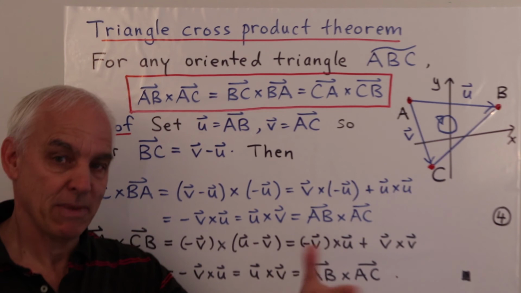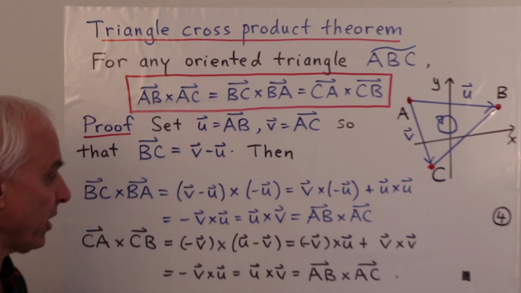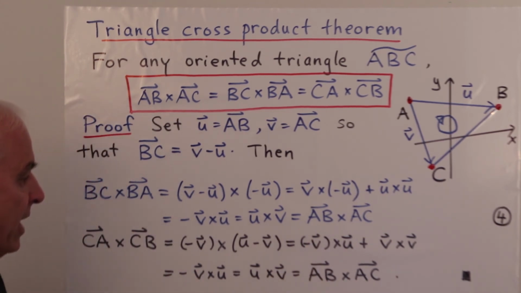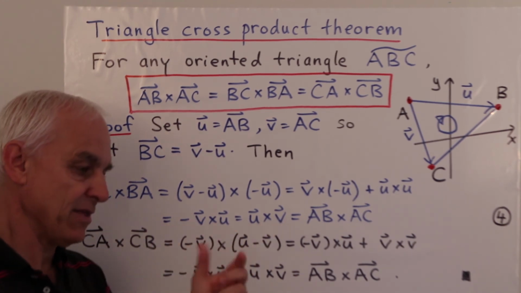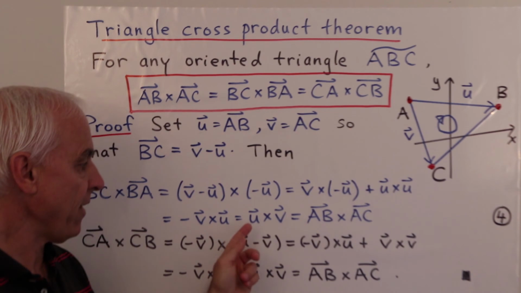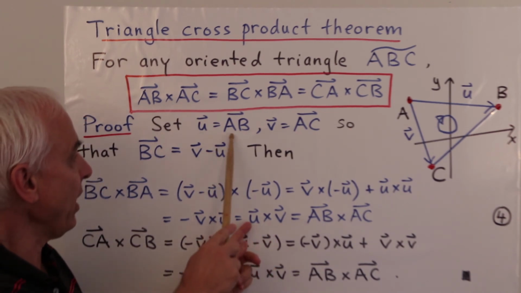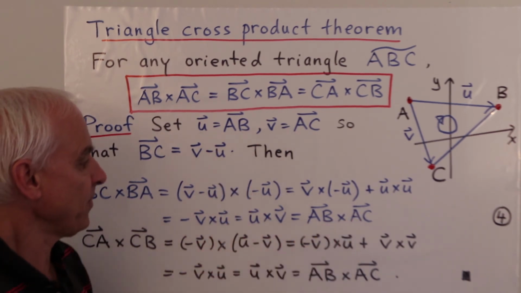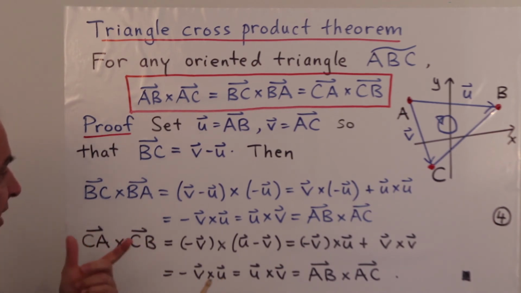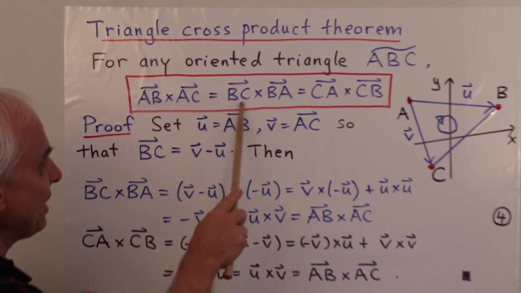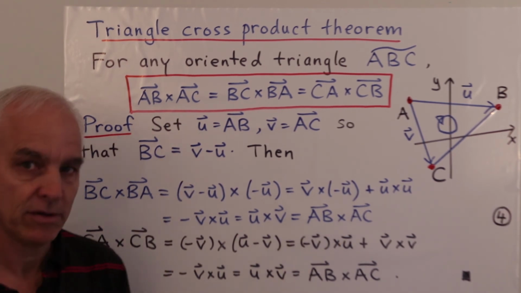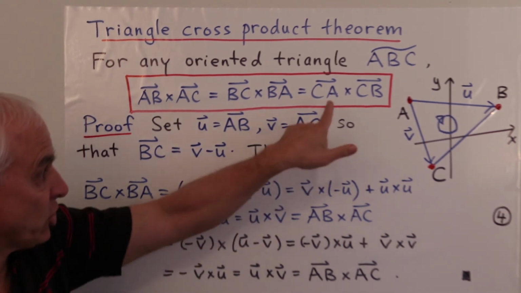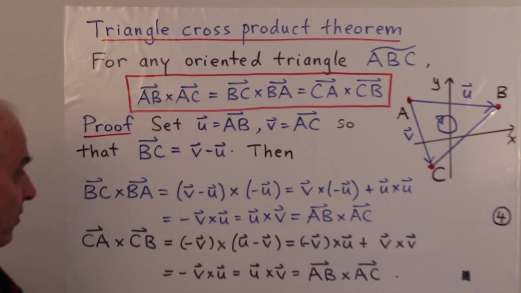That's the skew-symmetric property of the cross product. Now, minus v cross u is the same as u cross v. That's, again, the skew-symmetric property. And by that time, we see that we're back to AB cross AC. So we've been able to manipulate things to convince ourselves that BC cross BA is indeed the same as AB cross AC. And now let's check the same thing for this third cross product, CA cross CB.